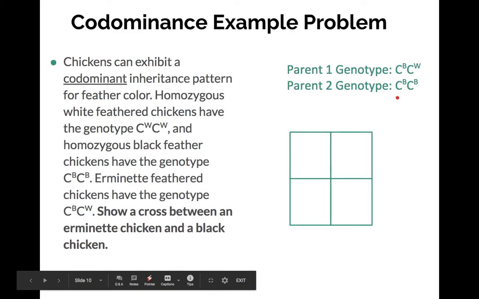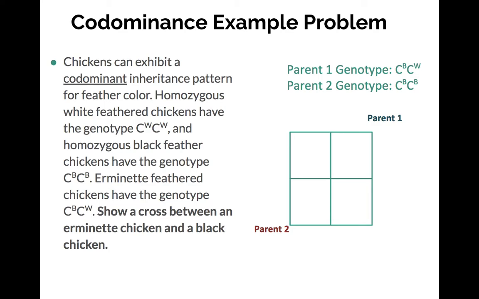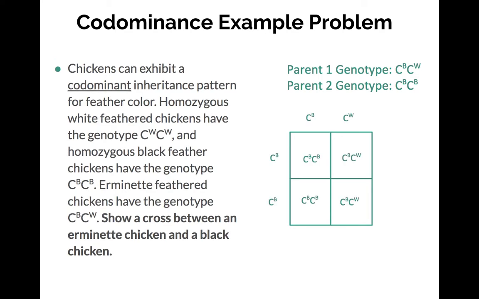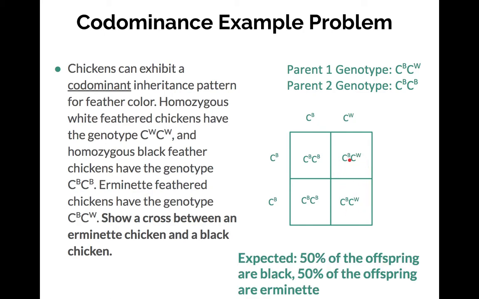Okay, set up your Punnett square. Go ahead and try out that cross on your own. And we should end up getting something like this, okay? We would end up having our 2 black chickens, and then we would also have 2 speckled or erminet chickens, okay? Both clearly exhibiting the black and white, again, because this is codominance.